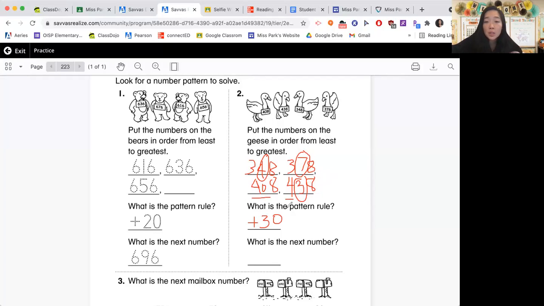So the pattern rule is going to be plus 30. So if we know it's plus 30, if we have 438 and we need to add 3 more tens, then you're just going to add 3 to the 3 here. And that would get you 468. Another way you can do it is you could just add the 30. So 8 plus 0 would be 8, 3 plus 3 would be 6, 4 plus nothing would be 4, which is why your answer would be 468.